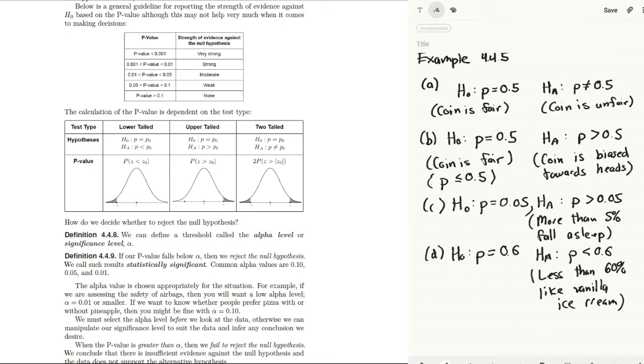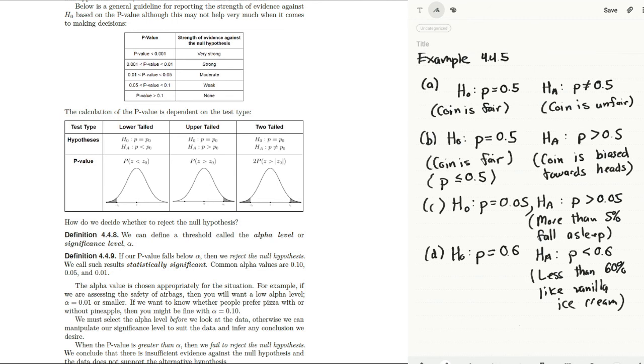Now, the alpha level is chosen appropriately for the given situation. For example, if we want to assess the safety of airbags, then we want a low alpha level. So something like 0.01 or smaller. Or if we simply want to know whether people prefer pizza with or without pineapple, then you might be fine with an alpha level of 0.1. Now we must choose the alpha level before we look at the data. Otherwise, we can manipulate our significance level to suit the data and then make any conclusion that we desire.